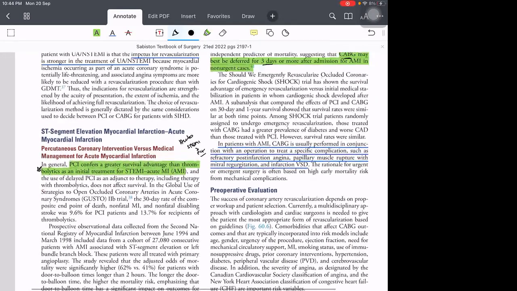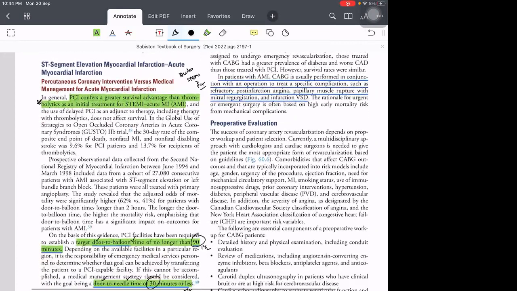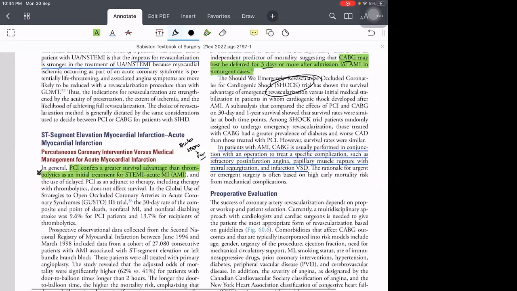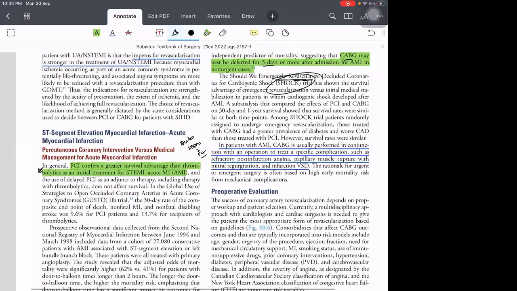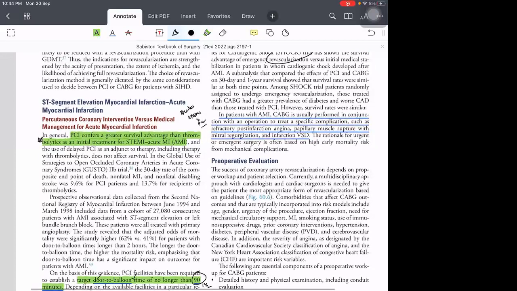And the trial is there, the SHOCK trial. Regarding revascularization, the trial is the SHOCK trial, emergency revascularization trial. In patients with AMI, CABG is usually performed in conjunction with an operation to treat specific complications such as refractory post-infarction angina, papillary muscle rupture, and ventricular septal defect.